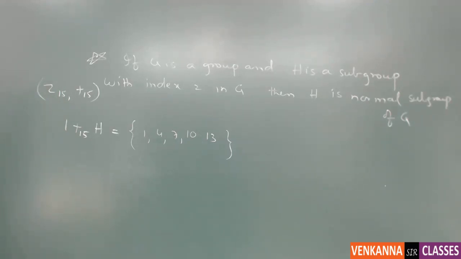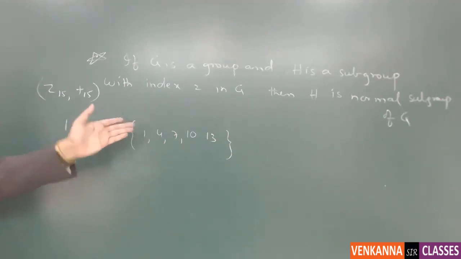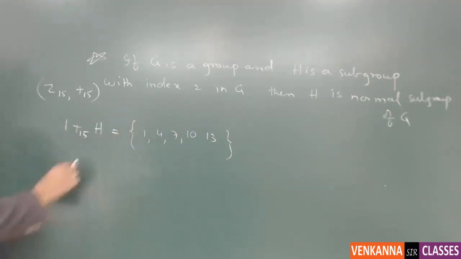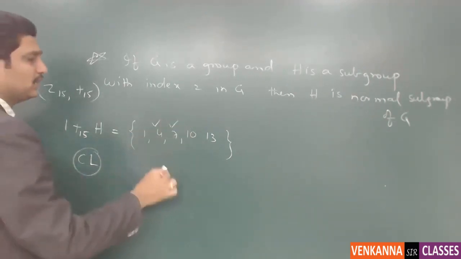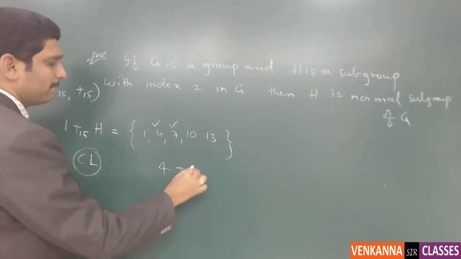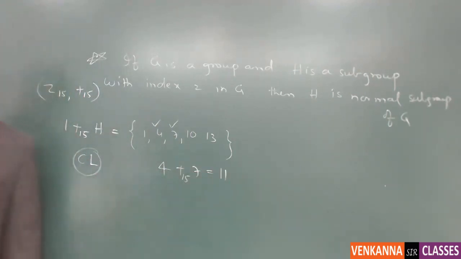Right. Now see, if you want to check whether it is a group or not, first of all, let us check for the closure law. Now you take these two elements, you simply add them up. 11. Does this value belong to the coset?